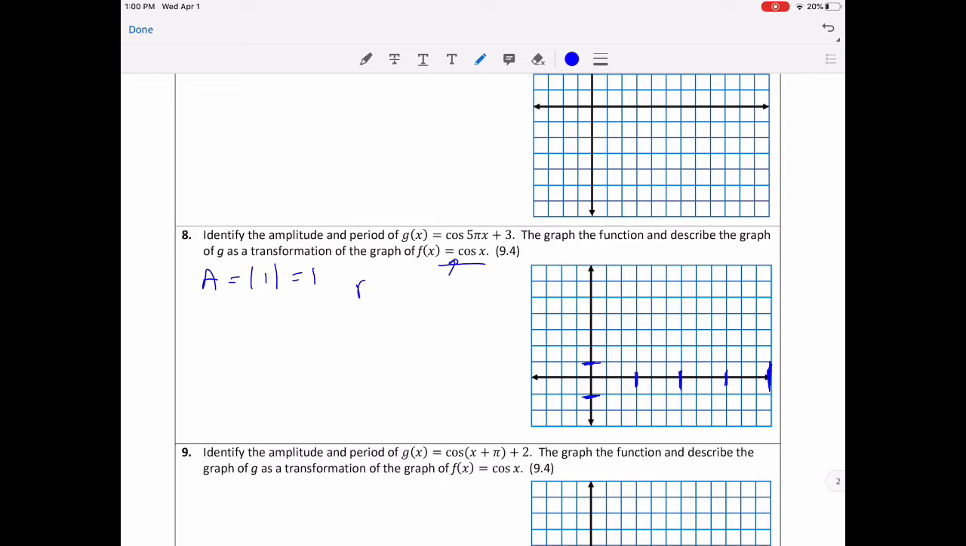And our period, well, 2 pi over b, and b is found in front of the x. That's also just 1. The absolute value of 1 is 1, so 2 pi. Okay, so I've got a period of 2 pi.